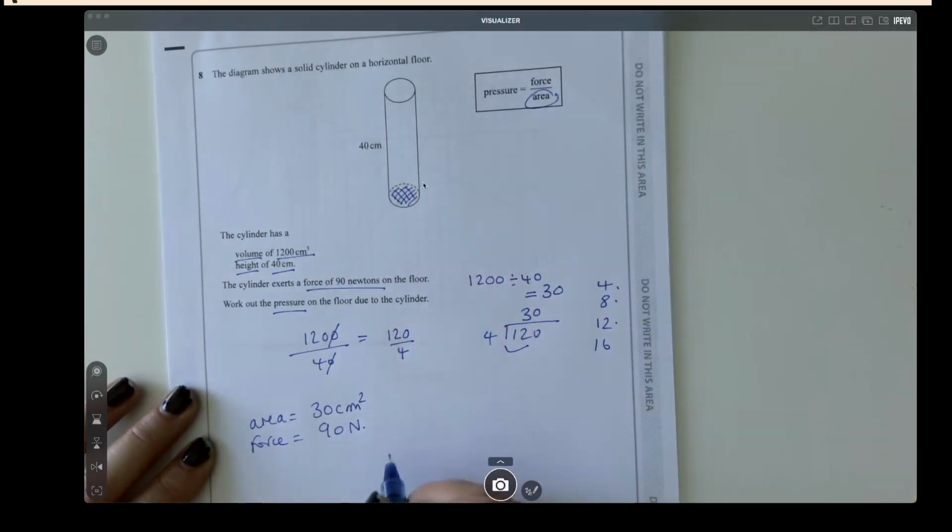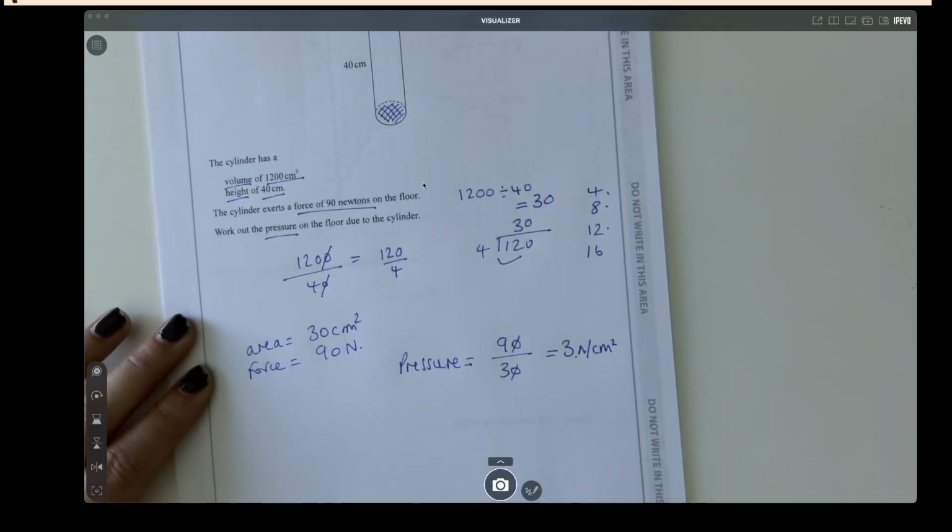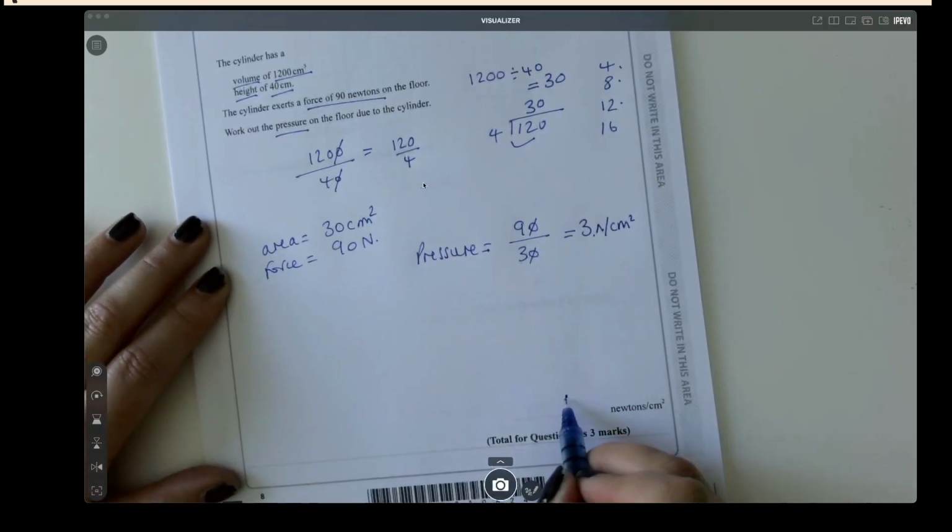So we can now find the pressure, because pressure is force divided by area. Again, we can divide top and bottom by 10. Then we're doing 9 divided by 3, which is 3. So the pressure is in newtons per centimetre squared, because we've got centimetres squared and newtons. So the answer is, make sure you can see it, 3 on the answer line.